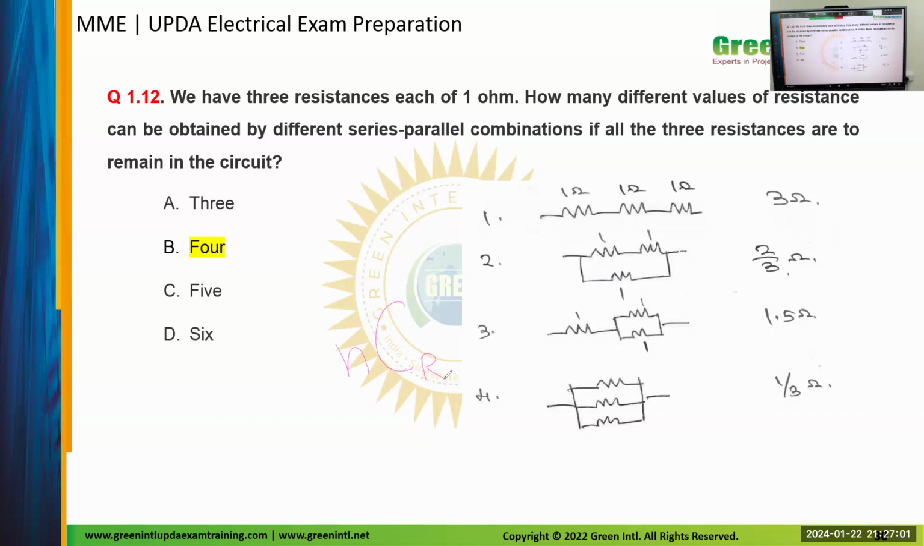In our exam, they ask only 3 resistances. Another important thing is that they always give the same resistance value. If the 3 resistances had different values, we would have different combinations also. So the question is constant, the same question. The only thing is that instead of 1 ohm, they may use 5 ohm. Even with 5 ohm, we have only 4 combinations.